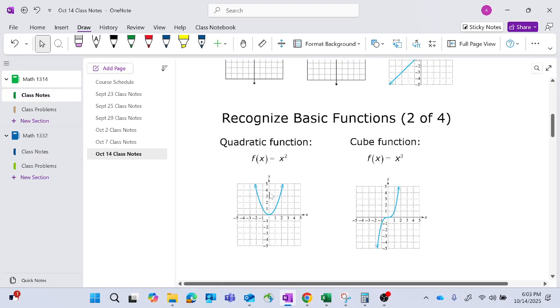So these are two more. The quadratic function, x squared. This is kind of what we've been playing with. We just haven't really seen it on a graph. But y equals x squared is what you need to know. And y equals x cubed is the cubic function. It'll look like this.